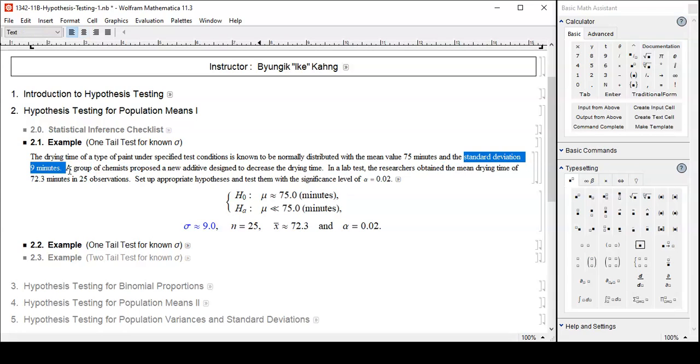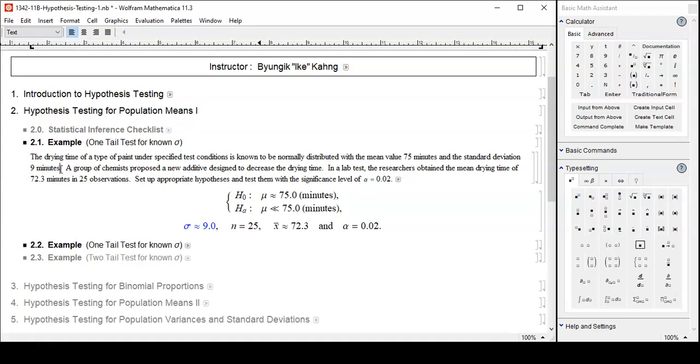Here, the problem only mentioned the standard deviation of 9 minutes. Is it really population standard deviation or sample standard deviation? It did not tell. In fact, no problem will explicitly tell you that, except for extremely simple problems. Extremely simple problems may tell you, but in practice, no problem will actually tell you that. You have to figure it out. So how do you figure it out?